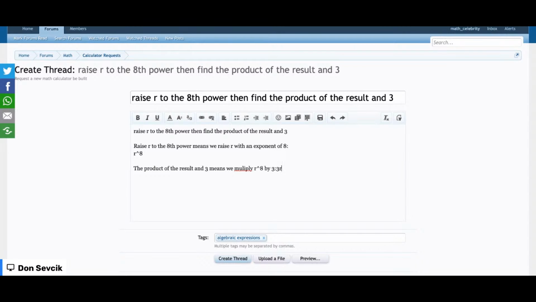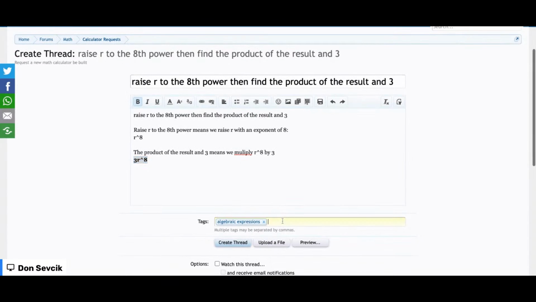We get 3r to the 8th. And that is our algebraic expression.